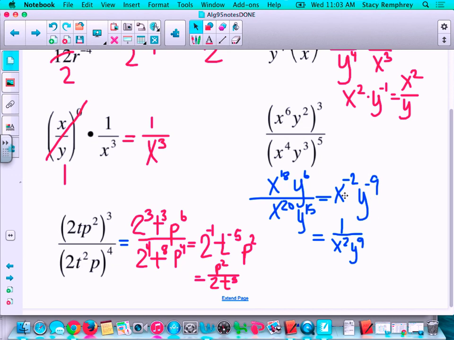So again, I started, okay, x, positive or negative exponent? Negative. You go on the bottom. Y, positive or negative exponent? Negative. You go on the bottom. And then if you don't have anything to put on the top, you put a 1. That's where that came from.